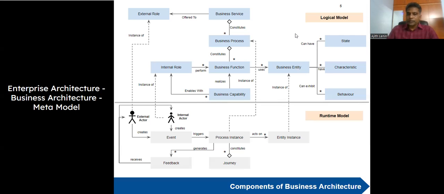So each of these business functions basically enables the internal role with that capability, through which the internal role can perform the business function, right? Now we look at the runtime model. On the runtime side, what happens?